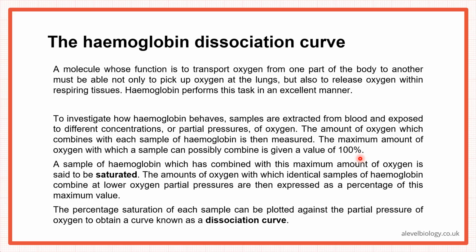Okay, whatever oxygen was available in the high concentration, it is actually bound with hemoglobin as oxyhemoglobin. A sample of hemoglobin which is combined with this maximum amount of oxygen is said to be saturated, right? The amounts of oxygen with which identical samples of hemoglobin combine at lower oxygen partial pressures are then expressed as percentages of this maximum value.